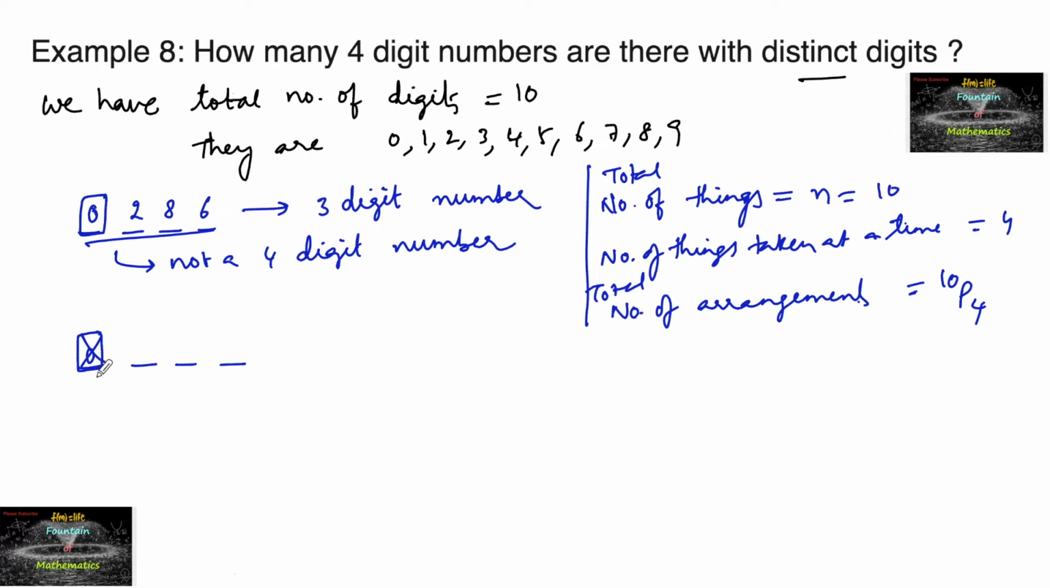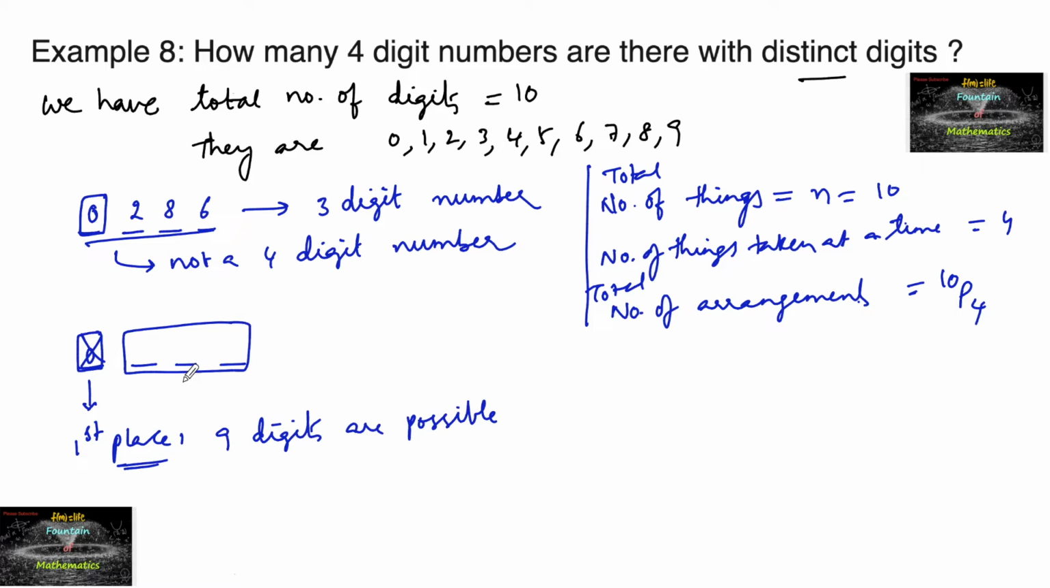If 0 cannot be placed in the first place, then how many digits can be placed here? In the first place, 9 digits are possible. And in the remaining 3 places, we can keep 0 anywhere. In the second place or third place or fourth place, you can keep 0. But the first place should not be filled with a 0. That's all. So the remaining 3 places are there.